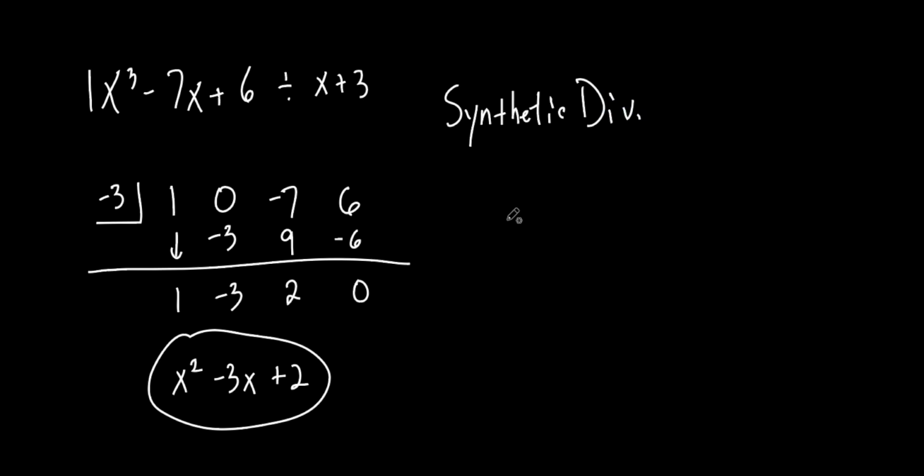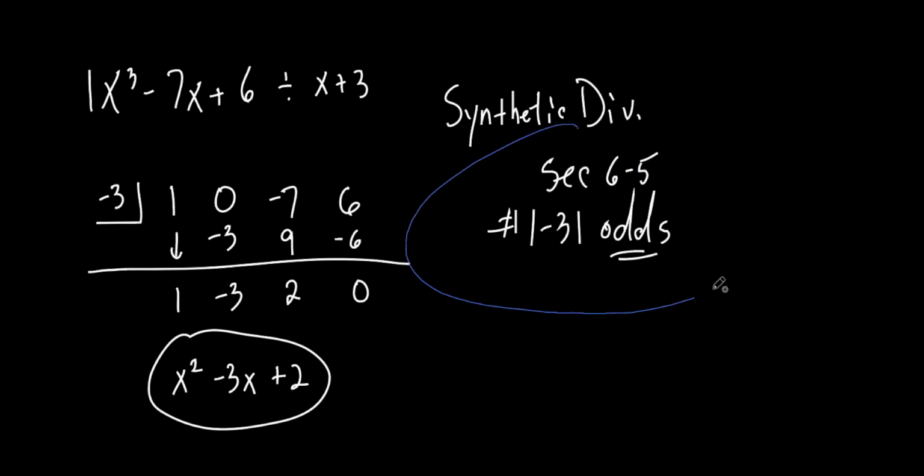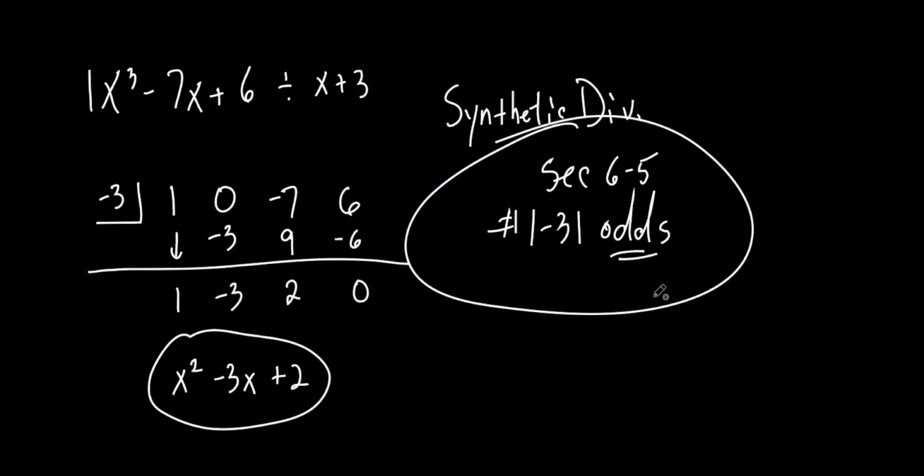So we're doing 1 to 31 odds. Just the odds. Okay? And it's section 6.5. All right, there you go. Just the odds. So that's only like 15 problems? 16 problems, something like that? All right, have fun with that.